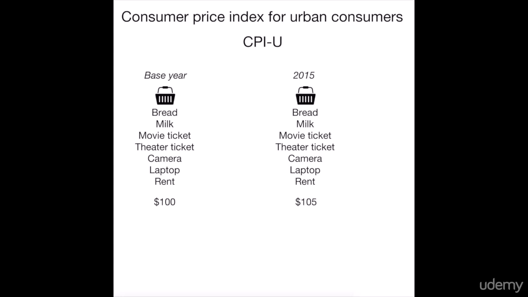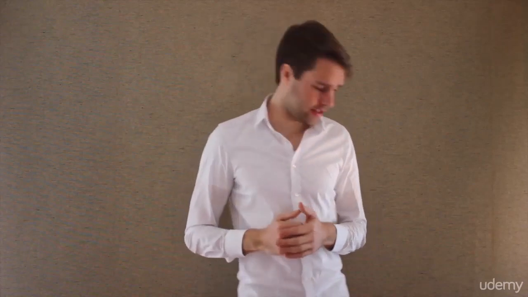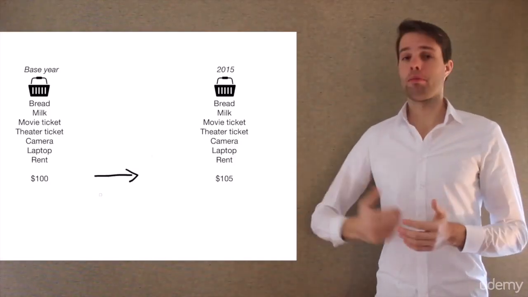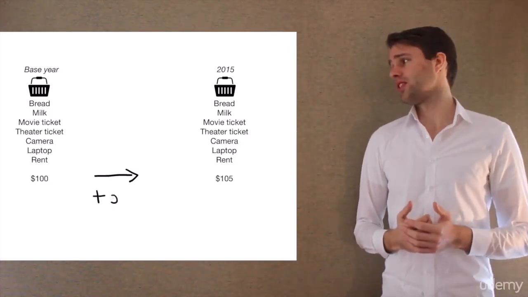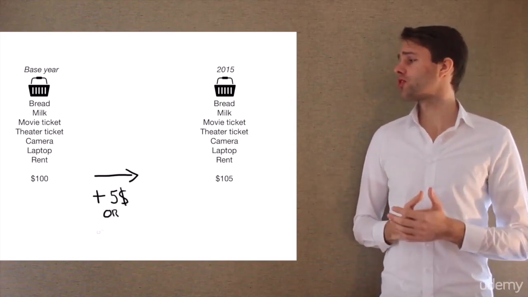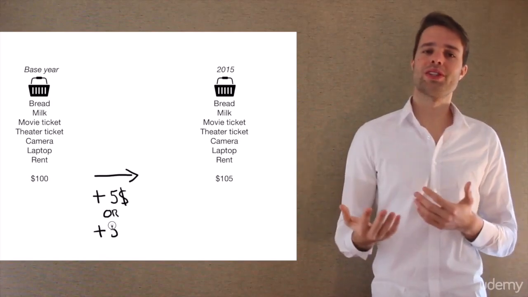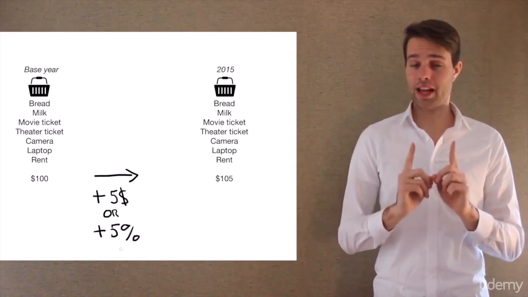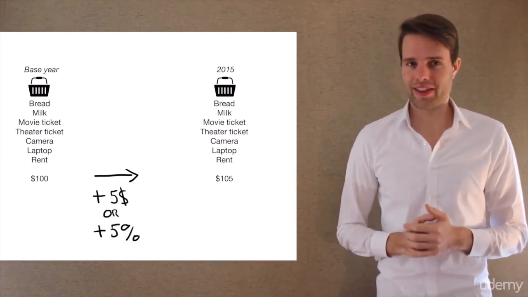Great, now we understand the basics, how they get to the number. Let's see what this means for inflation first. Inflation is the rise in price of goods and services over a longer period of time. Let's look again at our baskets. First, our basket was worth $100, and now it is worth $105. That means a price increase of $5. Or, in other words, a price increase, inflation, of 5%.